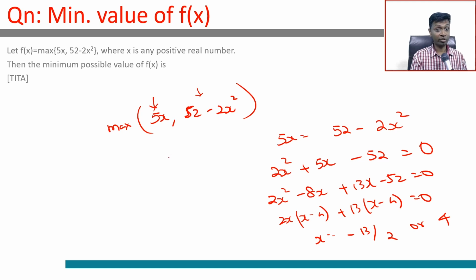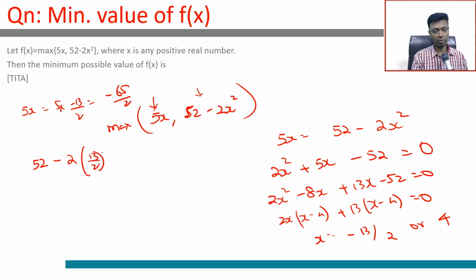There are 2 points where these two curves intersect. So let's put x is minus 13 by 2. So 5 times x is 5 into minus 13 by 2, which is minus 65 by 2. 52 minus 2 times minus 13 by 2 the whole square, or this is 52 minus 2 into 169 by 4.